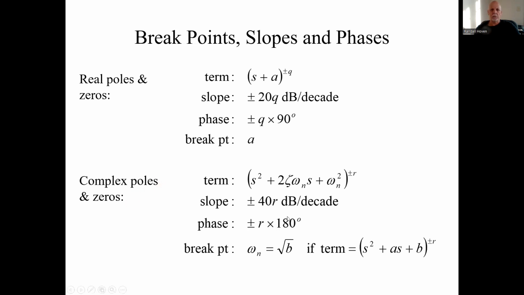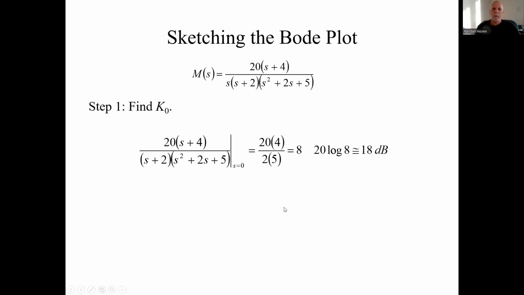Similarly, with complex terms, they're going to add a multiple of 40 dB per decade because it's like a squared term here, and the phase will be double 90, or 180 degrees. And the breakpoint is this omega n, which if your term looks like this, is just the square root of this b. And if there's a power up here that's other than 1, it's just a multiple. So we'll get into actually step by step how to do a Bode plot by hand in a separate video. But that's kind of why it all works.